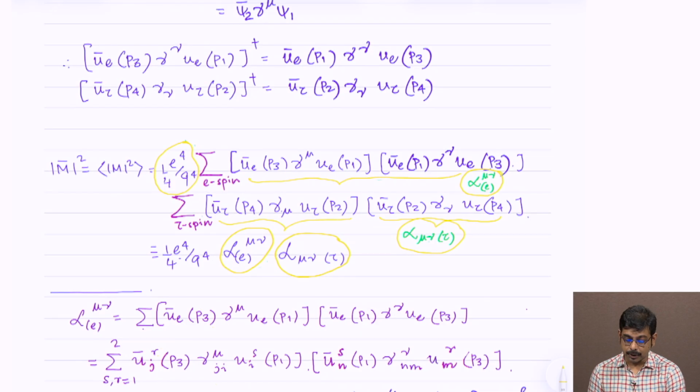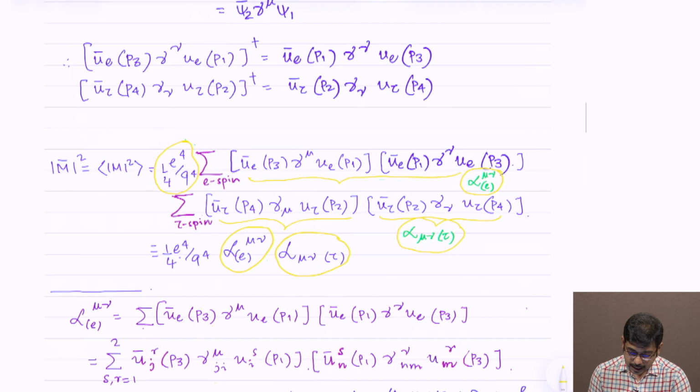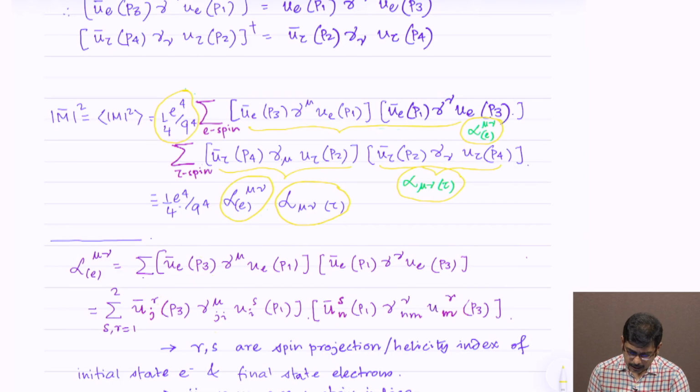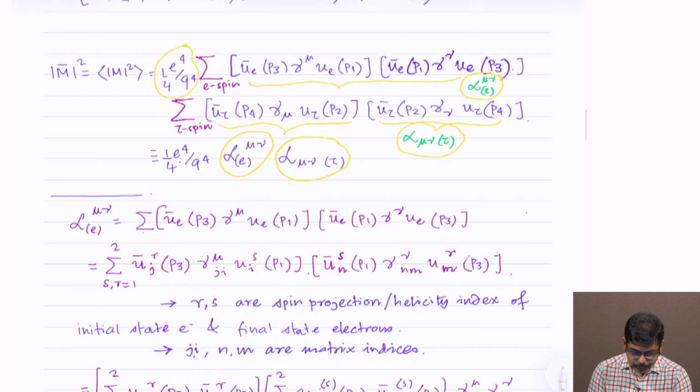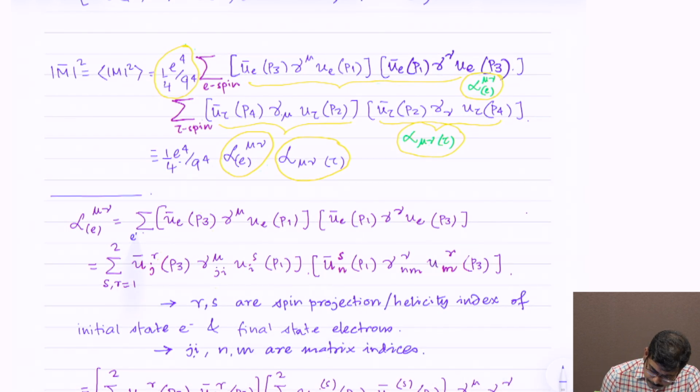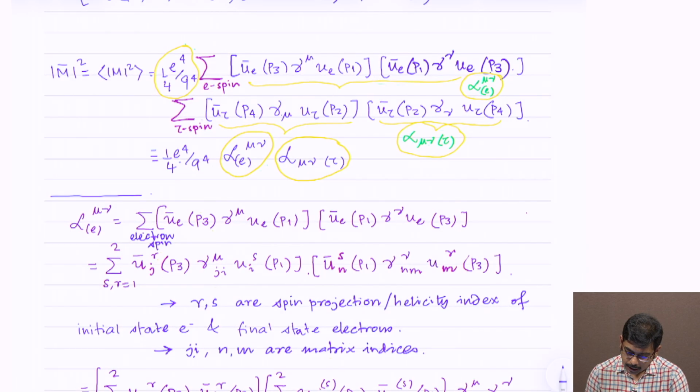So this is exactly what we have to do. Now the next task is to calculate what exactly is there in this L e mu nu. Once we are able to calculate one of these parts, we will be able to guess what the other part is. So let's get started. What is L e mu nu? It is essentially the sum over the electron spin of u e bar p3 gamma mu u e p1 u e bar p1 gamma nu u e p3.